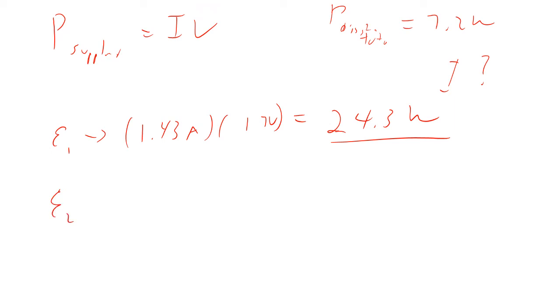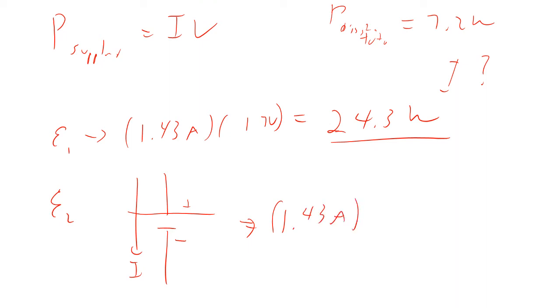What's going on with E2? So we've got negative, positive, but we've got current going the wrong way. So that means the current is going negatively through there. Or another way of thinking of it, the voltage is negative with respect to the current. So that means the power is going to be 1.43 amps times a negative 12 volts. And so that turns out to be minus 17.2 watts. Negative power supply.